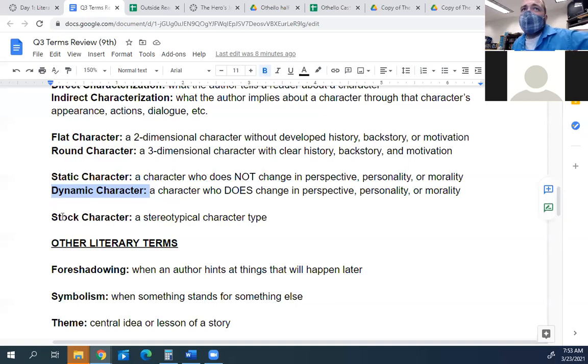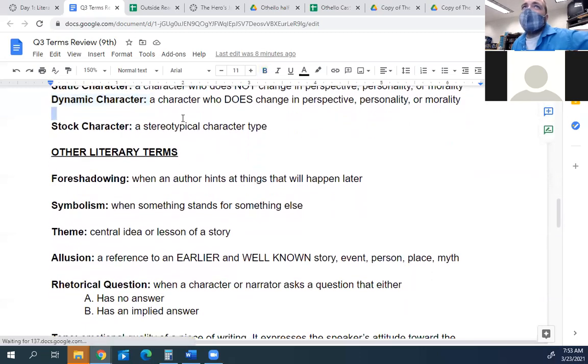Finally, stock character. It's a stereotypical character type. Generally, depending on when the story was written, there are stereotypes that work their way into the stories. If you become an author, you want to avoid stock characters. During the time in which a story is written, a stock character is entirely believable. But as a story ages, stock characters generally age badly.